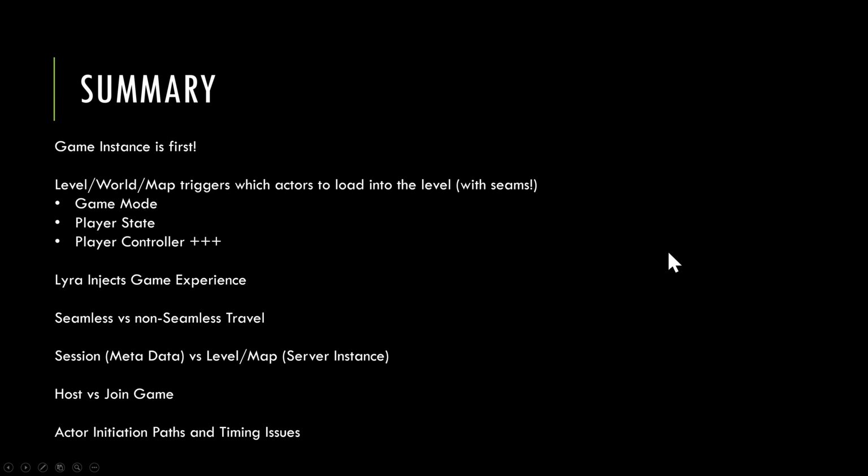So in summary, the game instance is first. That's the first thing that initiates, and you can largely think of it as your PC or your local world. Then the level, which is sometimes referred to as a world or a map, those are all the same, triggers which actors it needs to be loaded: the game mode, the player state, the controller. Lyra then injects any of the game experience logic. We've talked a little bit about seamless versus non-seamless travel and how non-seamless is the default travel method for Lyra, and I think 90% of games in general.